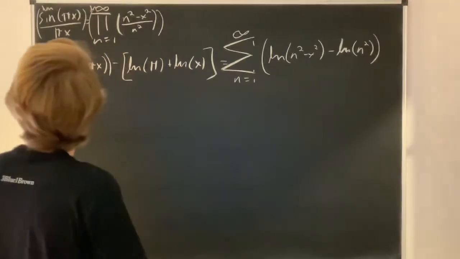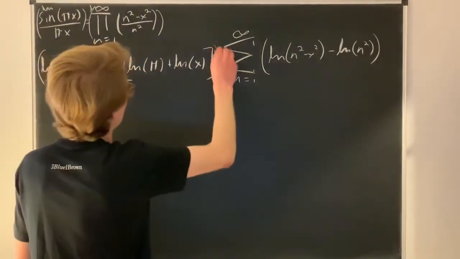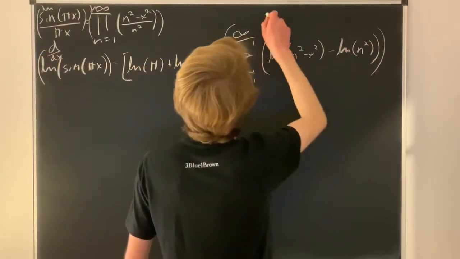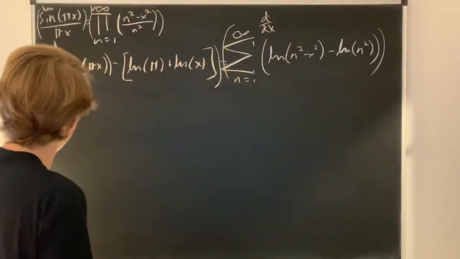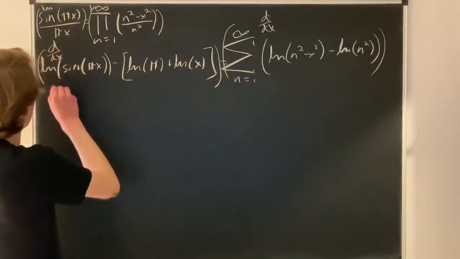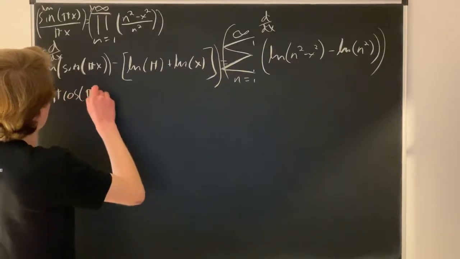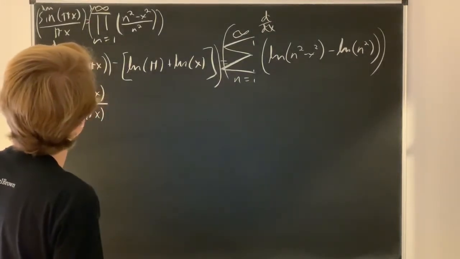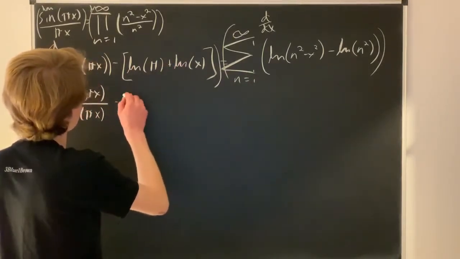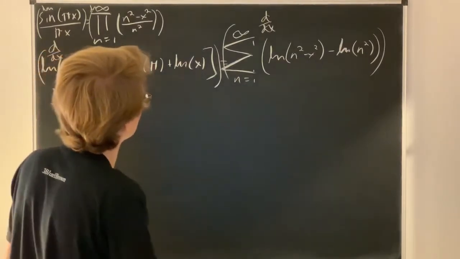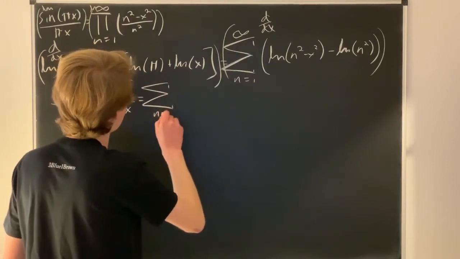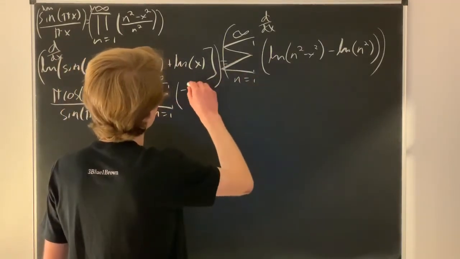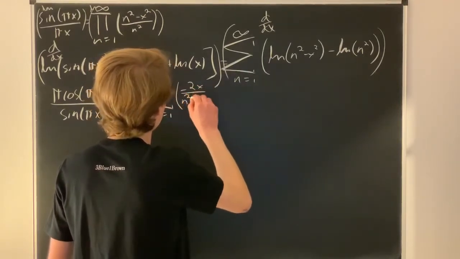Okay, well, next, we can differentiate both sides of this equation with respect to x. What do we get? Well, by the chain rule, pi times the derivative of sine, which is cosine, just over sine pi x. And then the derivative of a constant is 0, so it's simply minus 1 over x. That's going to give us this still infinite sum, which will become negative 2x over n squared minus x squared.